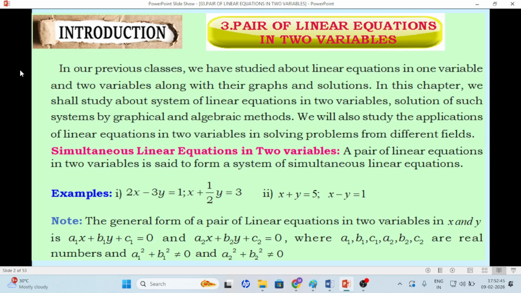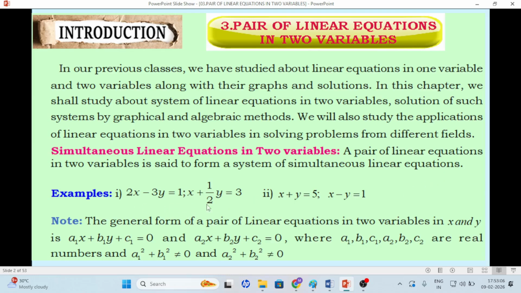As both the lines are coplanar to each other, we have these three situations. So, let us discuss with some small examples. See, pair of linear equations in two variables. A pair of linear equations in two variables is said to form a system of simultaneous linear equations.